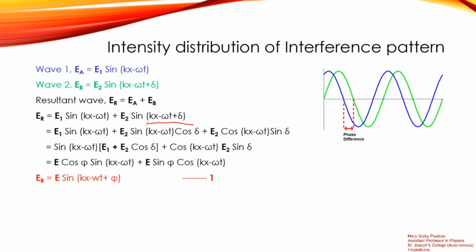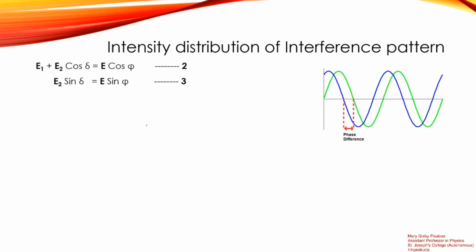Let this equation be numbered 1. Here, the substitutions are E1 plus E2 cos delta is equal to E cos phi. This is equation 2, and E2 sine delta is equal to E sine phi. This is equation 3. Now, from these two equations, 2 and 3, we can calculate the value of E and phi.